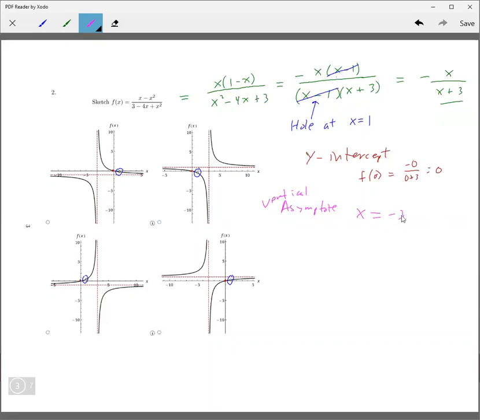That's going to be at -3. Okay, so if you set that equal to 0, you get -3. So there's going to be a vertical asymptote at -3. Okay, so that's fine.